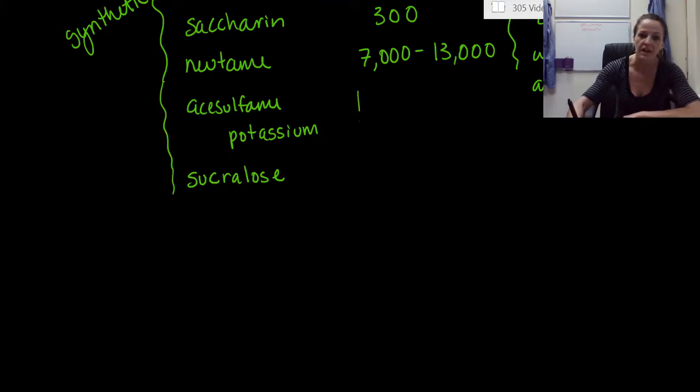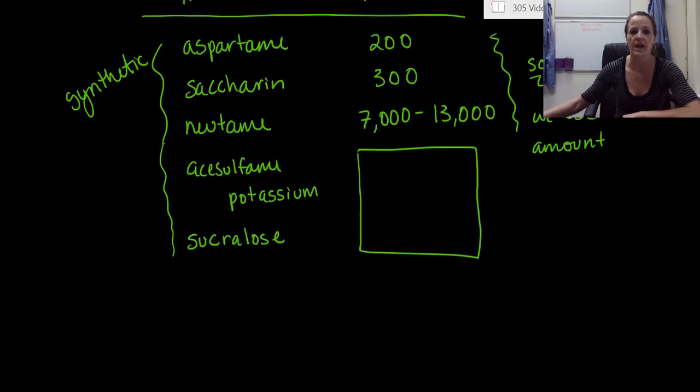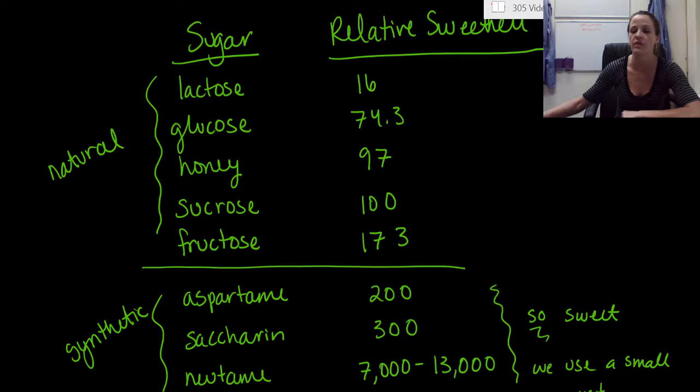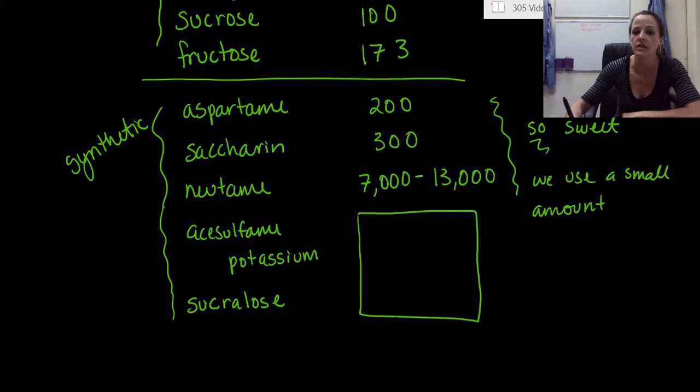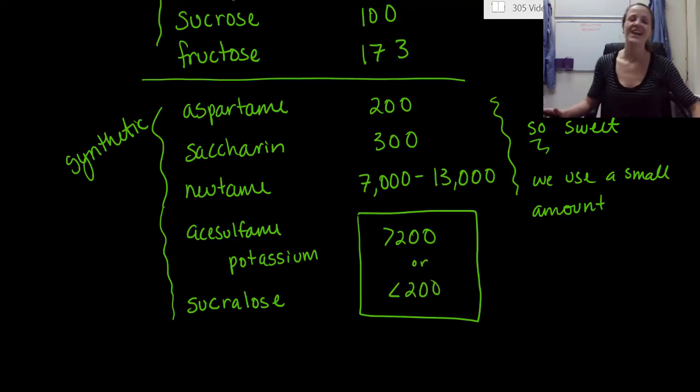So I want you to guess what their relative sweetness levels are. And the only information you have is this chart we've comprised. And the thing I'm going to ask you is, are their sweetness values greater than 200 or less than 200? Okay, which one is it? For both of them. Go. All right, did you get an answer? Hopefully you did, but if you didn't, that's okay.